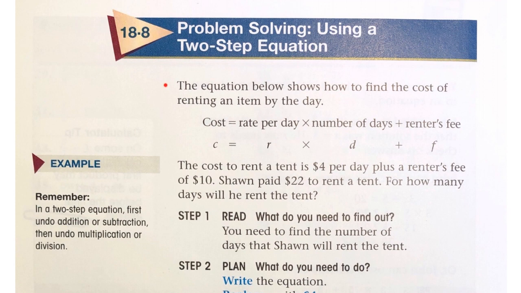The equation below shows how to find the cost of renting an item by the day. So we can have cost equals the rate per day times the number of days plus the renter's fee. For example, the cost to rent a tent is $4 per day plus a renter's fee of $10. Sean paid $22 to rent a tent. For how many days will he rent the tent?